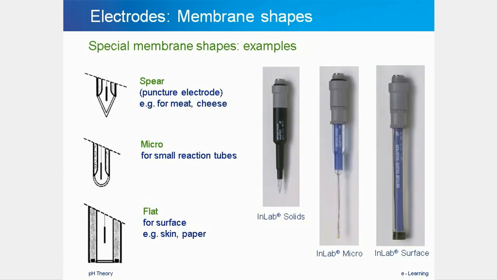Apart from these more or less standard membrane shapes, there are also a few special membrane shapes, which have been developed for specific applications. One of these is, for example, the spear or puncture electrode, which is made specifically for solid or semi-solid samples like food items such as cheese and meat. A picture of this is shown in the left picture on the slide. There is the microelectrode, which is suitable for test tube measurements and shown in the middle photograph. Also, for flat surfaces like skin or paper, a special electrode has been developed, which is shown in the right photograph on the slide, and has a flat membrane surface for optimal contact with the flat samples for which it has been developed.